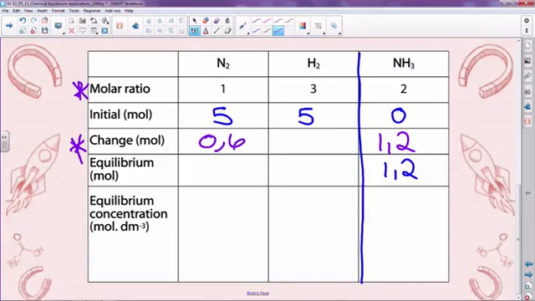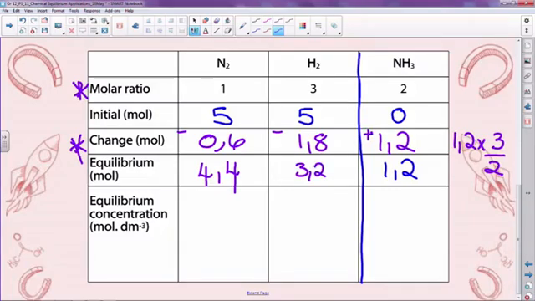To get the hydrogen, I'm going to take the 1,2 of the ammonia times the number of moles of hydrogen I want, divide by the number of moles of ammonia I have, so I times by 1.5 essentially, and that gives me 1,8. Now from the nitrogen, I minus the 0.6, so I'm left with 4.4 moles. From the 5, I minus the 1.8, so I'm minusing and plussing. Okay, minus 5 times minus 1.8 gives me 3.2. And before you think I'm completely brilliant, I do have the answers written down.